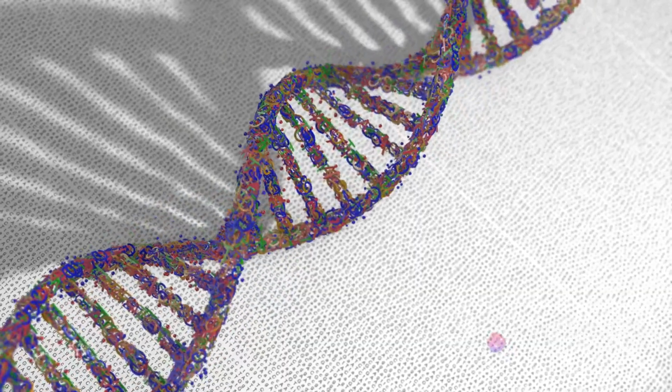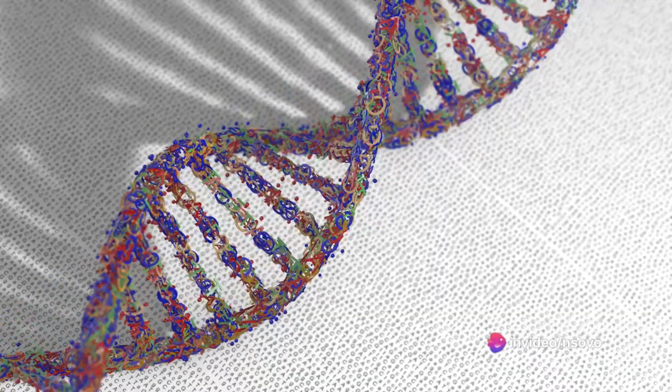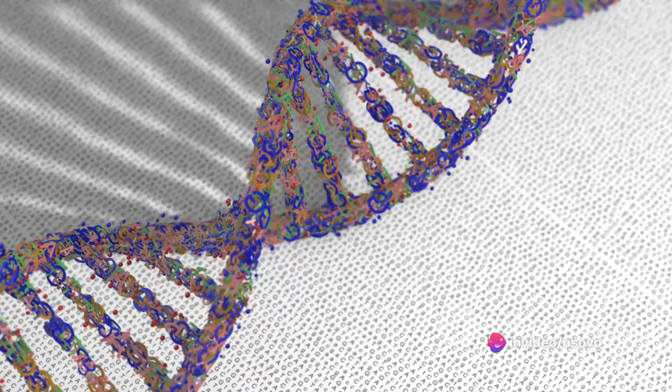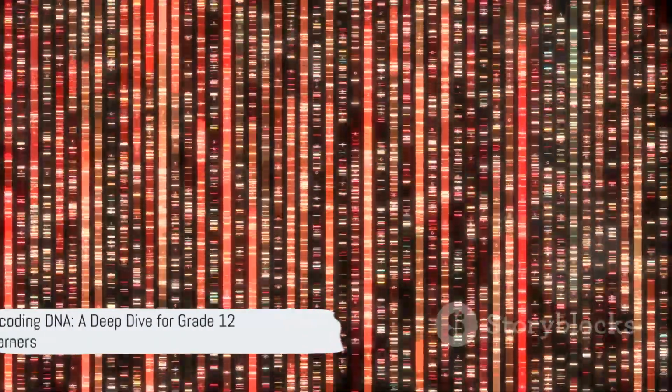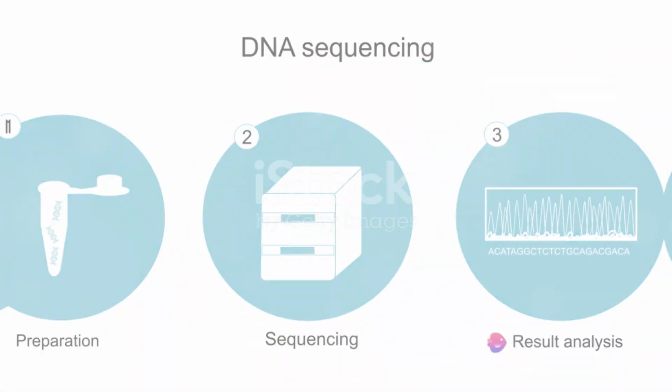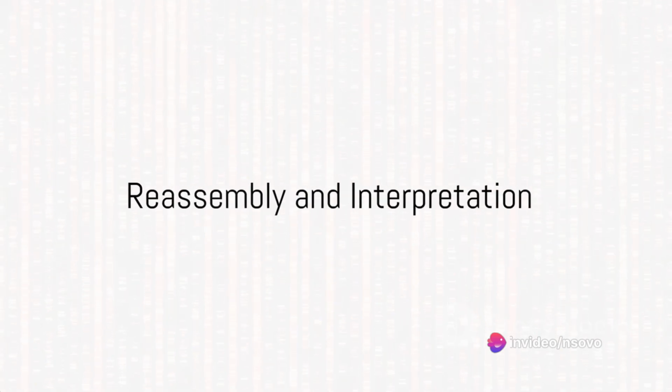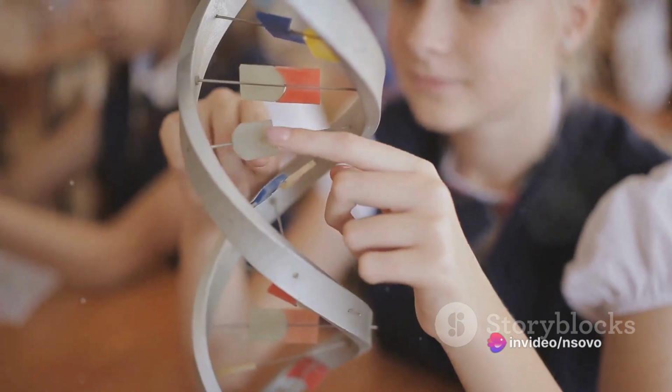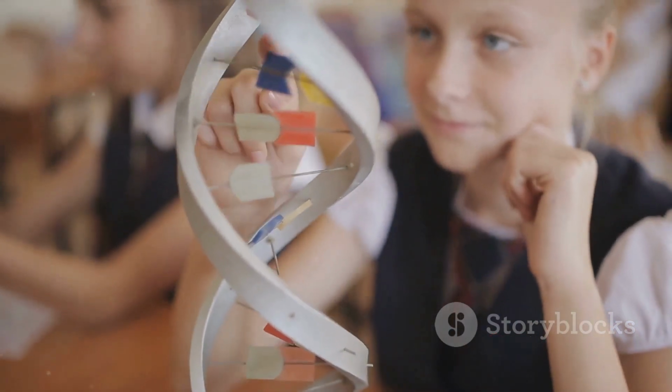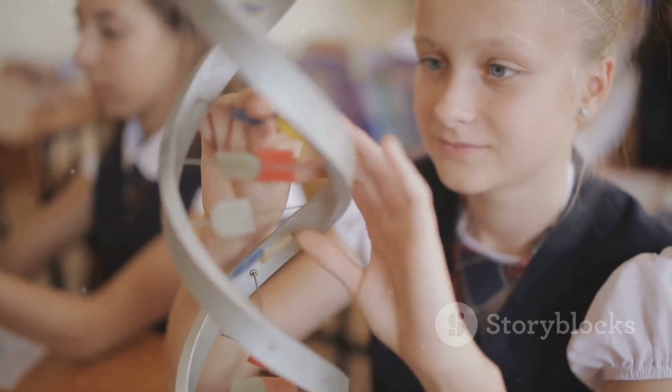Following amplification, the real detective work begins. A machine called a sequencer reads each DNA fragment, determining the exact order of the 4 nucleotides: adenine, thymine, cytosine, and guanine. It's like reading through each page, word by word, to understand the story. Upon sequencing, the fragments are reassembled to form a complete DNA sequence. This step is akin to putting the pages back together to understand the full story of the book.